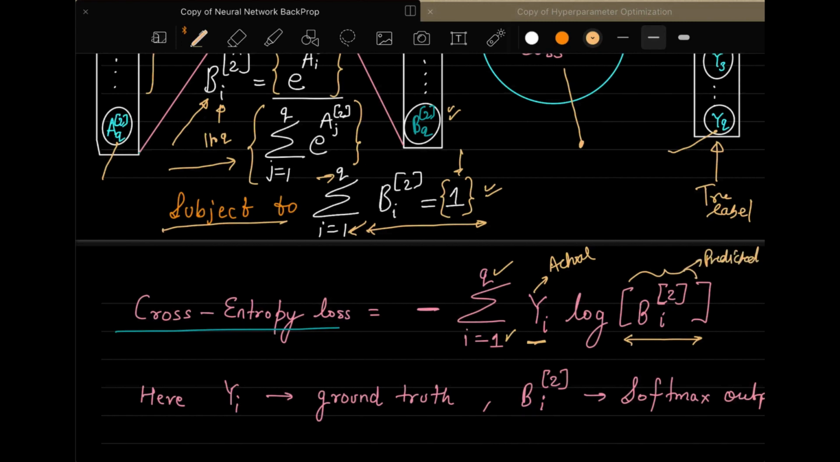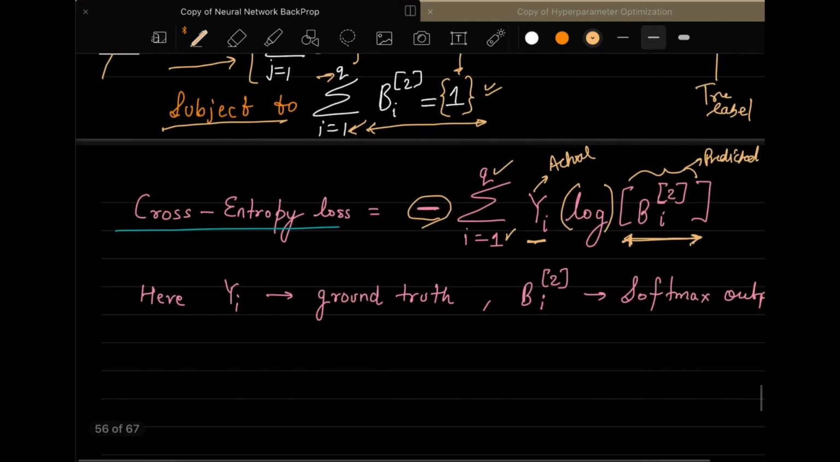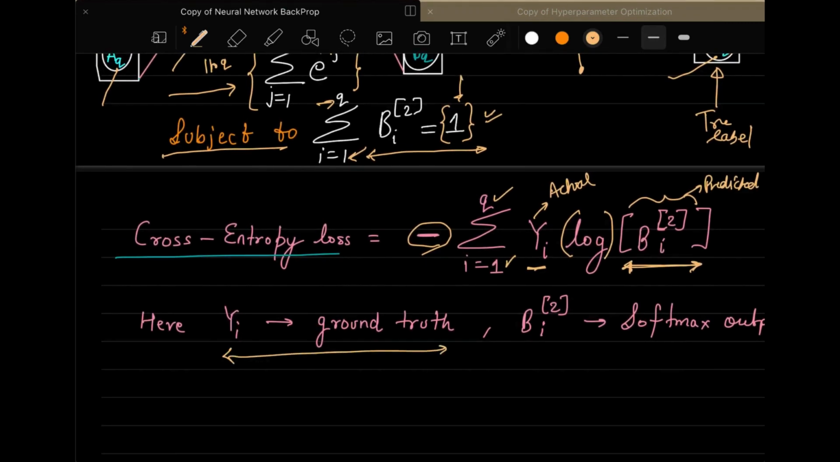So you have to take the log of the predicted value and multiply it by yi, and then you put a minus sign in the front. And this bi2 is not equal to ai2, as ai2 is transformed to bi2 using softmax. Please note that it has to be like this, and this log is not the log base 10, it is the natural log. So here yi is the ground truth and bi2 is the softmax output.